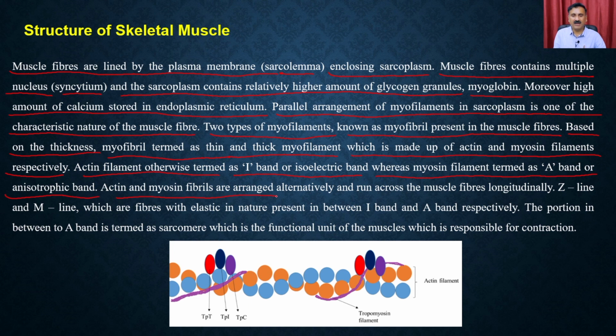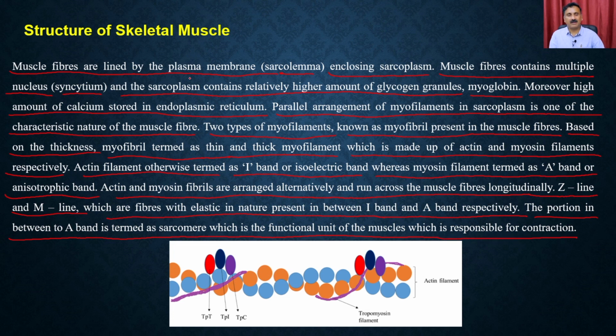Actin and myosin filaments are arranged alternately and run across the muscle fiber longitudinally, with the Z line and the M line, which are elastic in nature, present in the I band and the A band respectively. What you see here is the actin filament, and you also have the myosin filament, which alternates with it. The portion between two Z lines is termed the sarcomere, which is the functional unit of the muscle responsible for contraction.